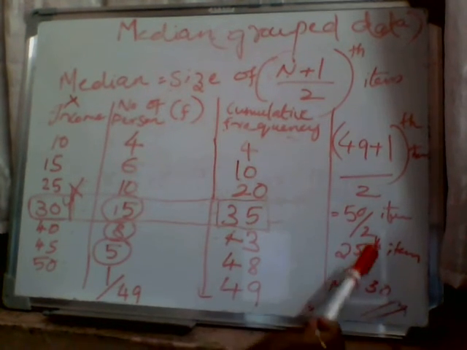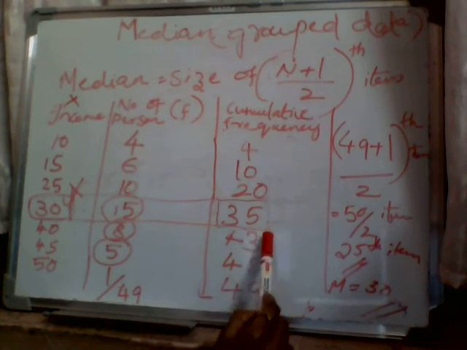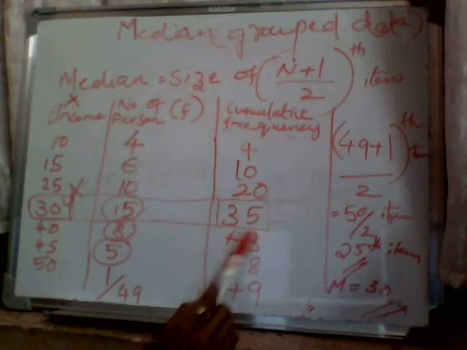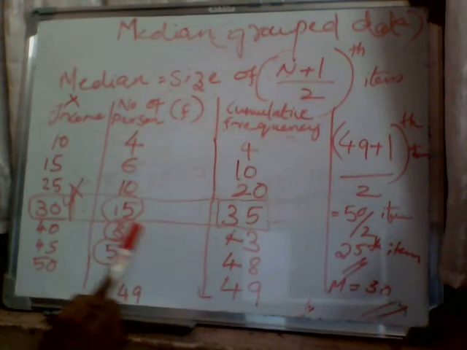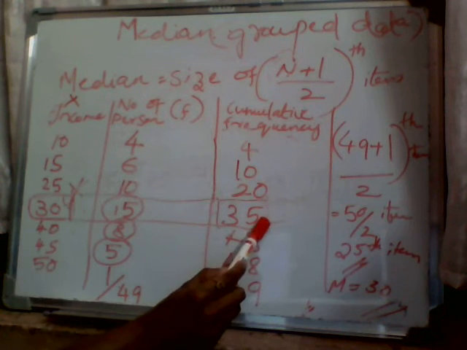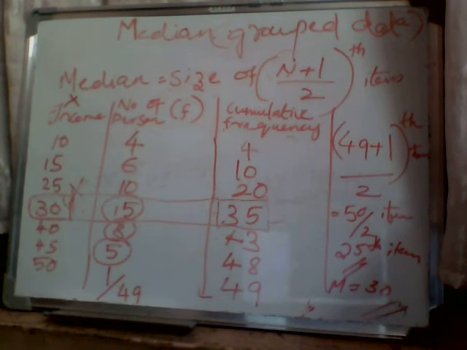Then 50 divided by 2, the 25th item. We need to find where 25 will come. 25 will come in 35. Then we need to mark that column and see where that x value is. That one will be the median. Then median equals 30.